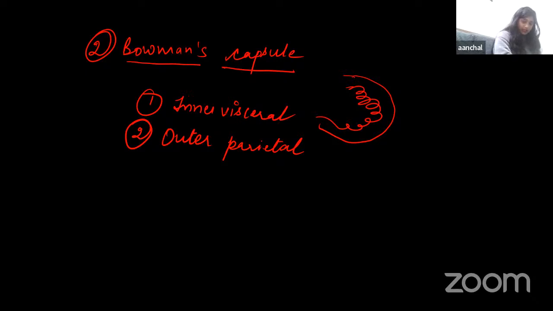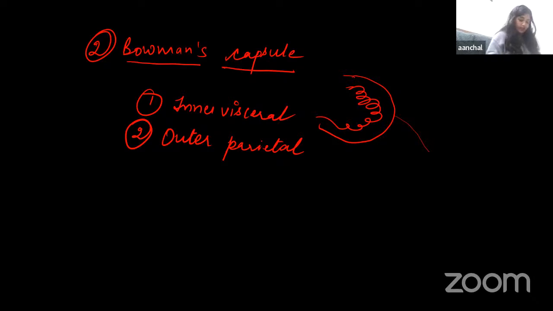Now, this visceral layer covers the glomerular capillary. It is also continuous with the parietal layer at the visceral pore, and the parietal layer is continuous with the tubular portion. From here, we're going to start with the tubular portion. So this parietal layer is continuous with the tubular portion of the nephron. So this is all about the Bowman's capsule, the structure which encloses the glomerulus. It has two layers, the inner visceral and the outer parietal layer. The inner visceral layer covers the glomerular capillaries, and the parietal layer is continuous with the tubular structure.